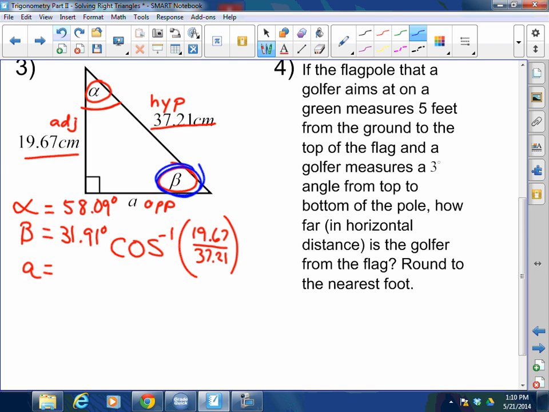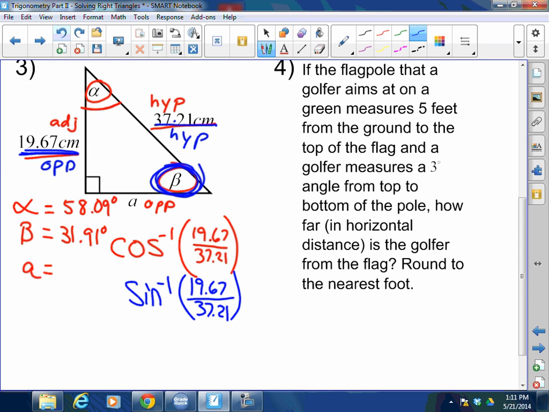From B, we'll do it in blue. What is the 19.67? Opposite. From B, what is the 37.21? Still the hypotenuse. So I would go inverse sine of opposite over hypotenuse. Please do me a favor and do that math. Inverse sine of 19.67 divided by 37.21. And that equals 31.91, guys. So either way is fine.